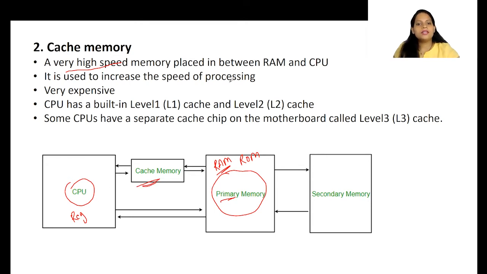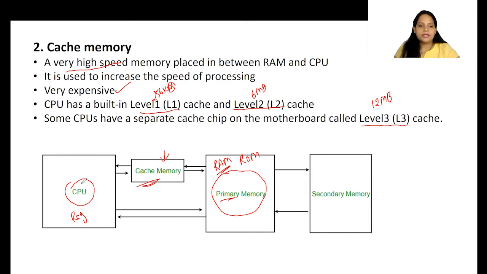It is used to increase the speed of the processing. Why do we need this? To increase the speed of the processing. These are also very expensive. The CPU has built-in level 1 cache and level 2 cache. Now there are two types, level 1 and level 2, and sometimes some CPUs will also have level 3. Usually their sizes will be 256 kilobytes, then 6 MB and 12 MB most of the times. So this diagram is very important.